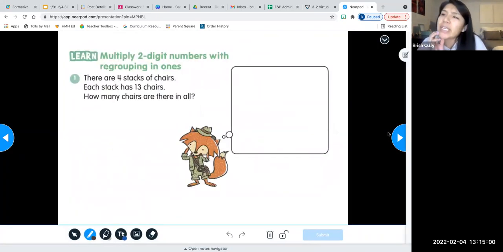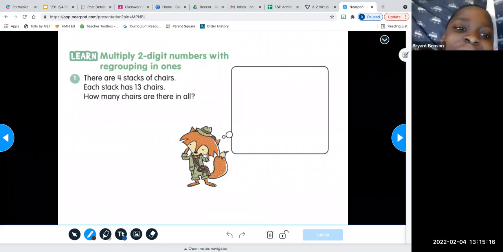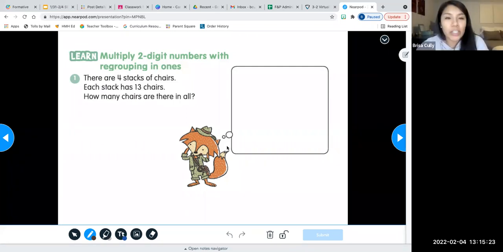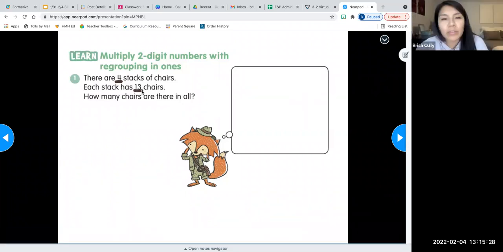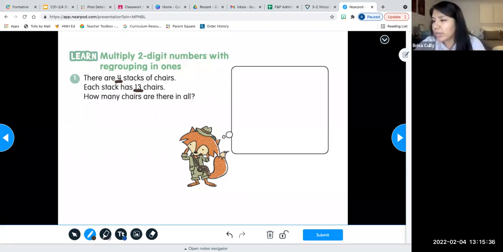How can we check this answer? How can we make sure 52 is the correct answer? Bryant, what is your idea? Talk to us. My idea is that you're gonna add, or maybe you're gonna check with the base. Okay, so I could check with my picture. Good. But 4 times 13, we've used other models before. How can we check if 52 is correct?